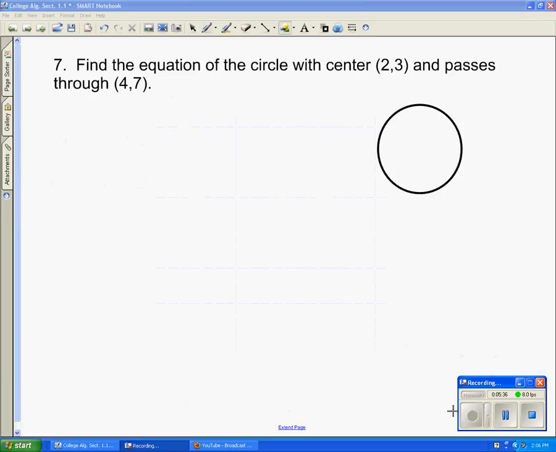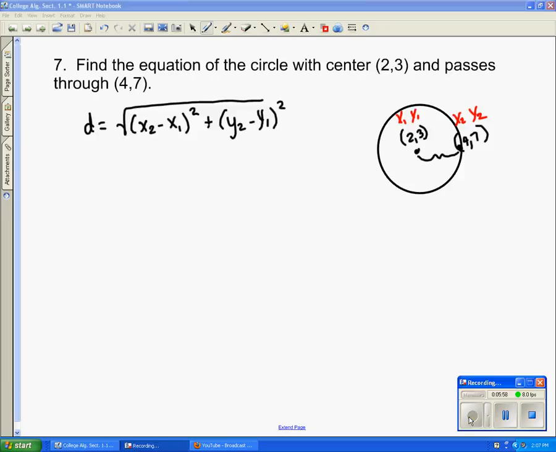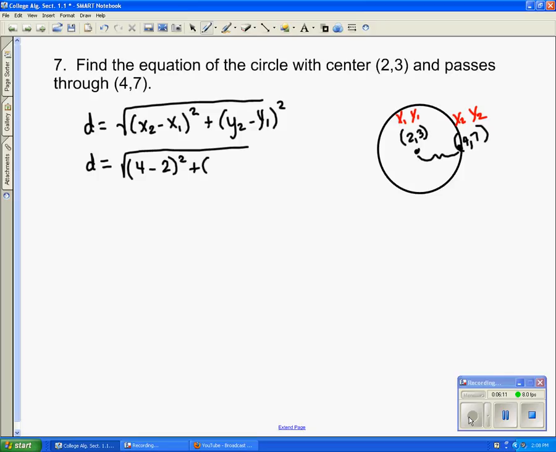The next question says find the equation of the circle with center (2, 3) that passes through the point (4, 7). To get my radius, I need to know the distance between those 2 points. So I'm going to start with my distance formula. Okay, I wrote my distance formula down and labeled my points. So now I'm going to continue. We get x2, which is 4, minus x1, which is 2, squared, and then y2, which is 7, minus y1, which is 3, squared.